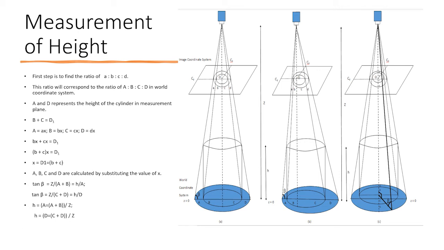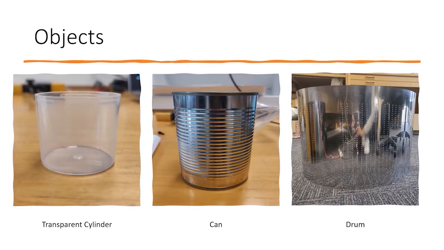Now I'll show you the experimental results. So I have used these three objects for my experiment: a transparent plastic cup, a can and a washing machine drum made of stainless steel. Therefore their surface is highly reflective. You can even see my reflection in this image. I have performed the experiment in ambient light to overcome the limitation of 3D reconstruction methods.